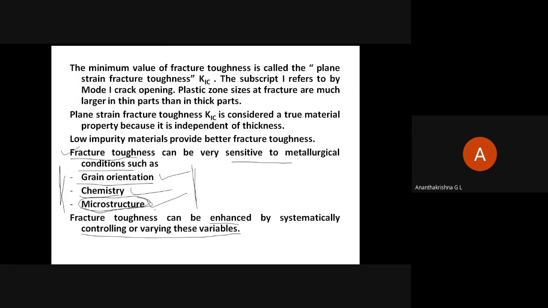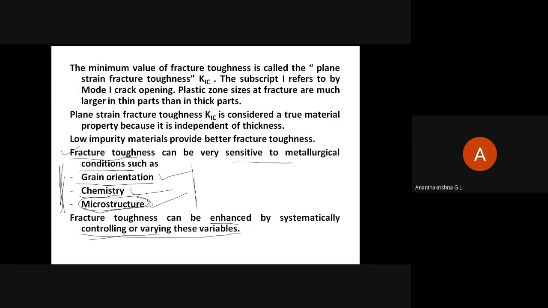You all there? So it is essentially the resistance of a material to crack propagation. This can be enhanced by systematically controlling grain orientation, chemistry, and microstructure. Now please note down this much.